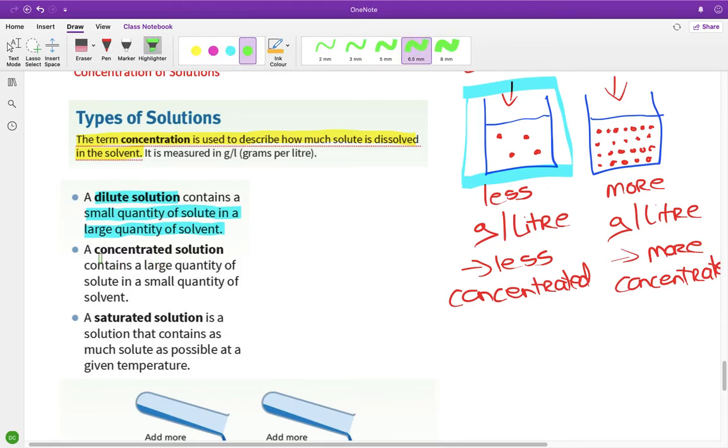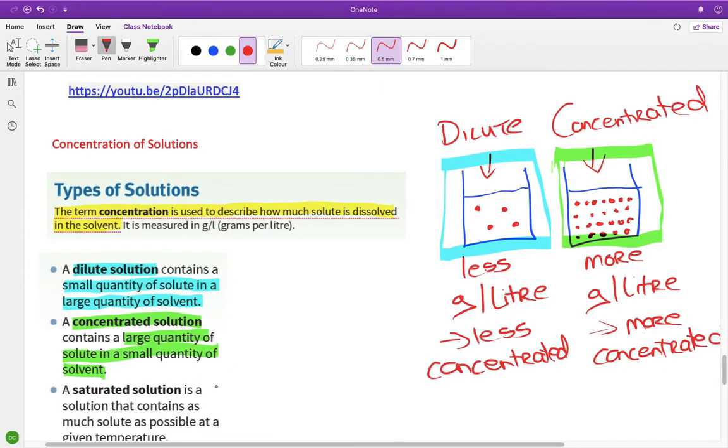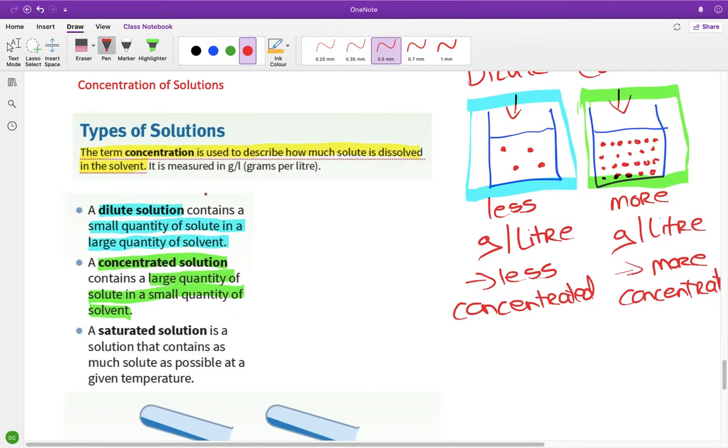Next one here then, concentrated. Okay, so a concentrated solution contains a large quantity of solute in a small quantity of solvent. So that would be this one. That would be described as concentrated. Okay, and the last one we did actually talk about, a saturated solution.